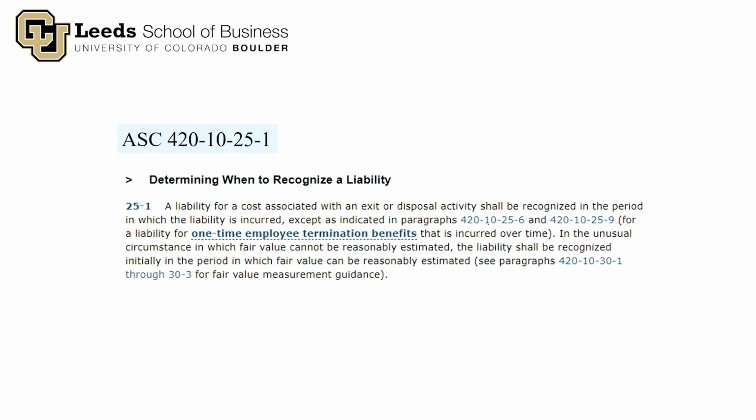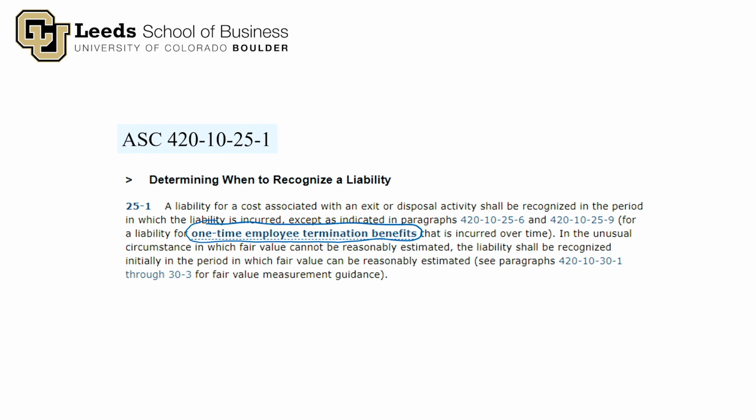So a liability for costs associated with an exit or disposal activity shall be recognized in the period in which the liability is incurred. And that is nothing new. That is how we account for all other types of liabilities as well. As soon as our company has an obligation, we record a liability on our balance sheet. That is not new. But there are certain one-time employee termination benefits. There is an exception here for one-time employee termination benefits that we're going to go over in the next slide. So let's go to the next slide.